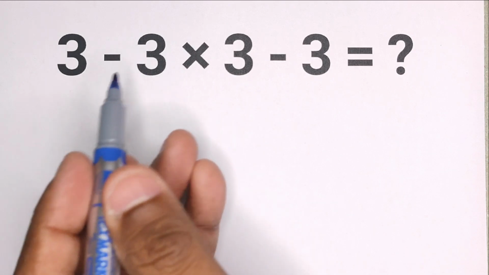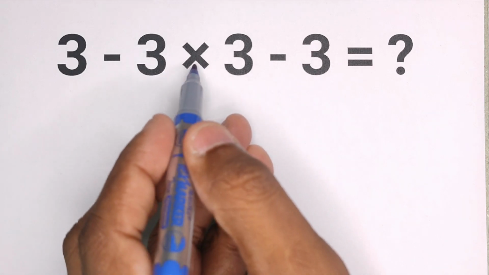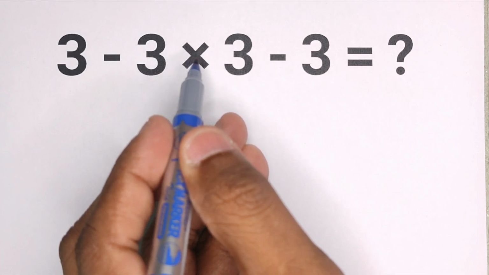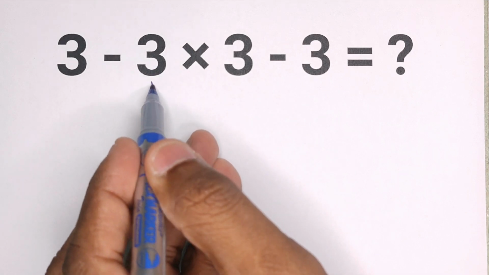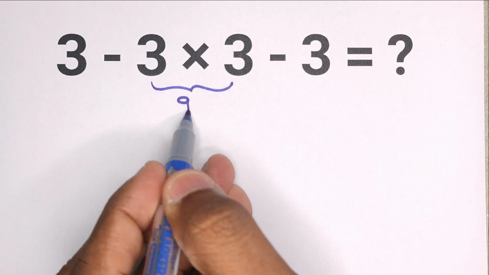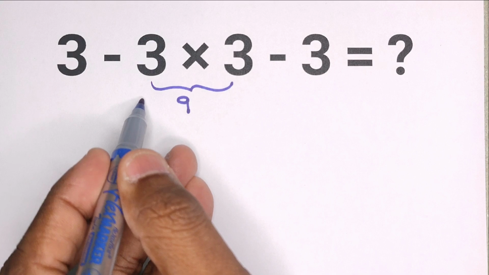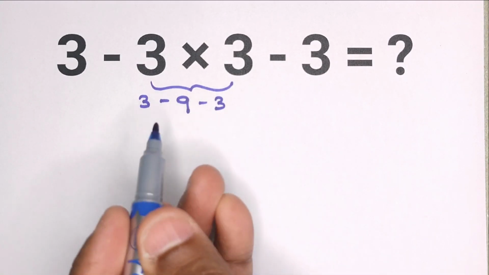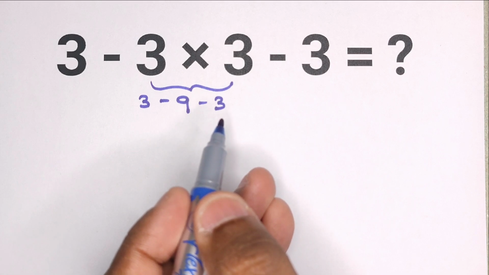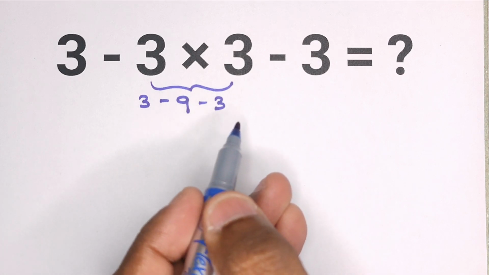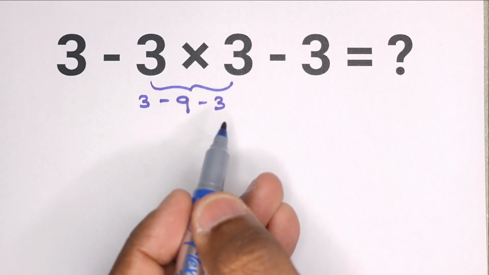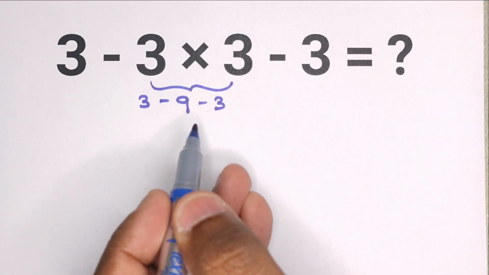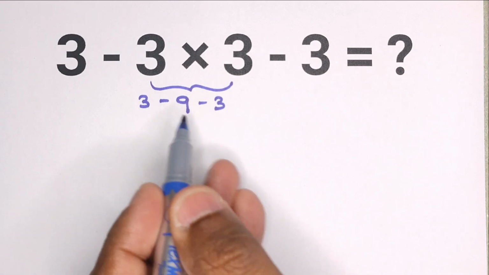We already know we have to follow the order of operations. So we start with the multiplication 3 times 3, which equals 9. Now we have 3 minus 9 minus 3. At this point, we only have subtraction and addition left. So we are allowed to calculate this however we want. You can start anywhere you like or just go from left to right. I'll start by calculating 3 minus 9 first.